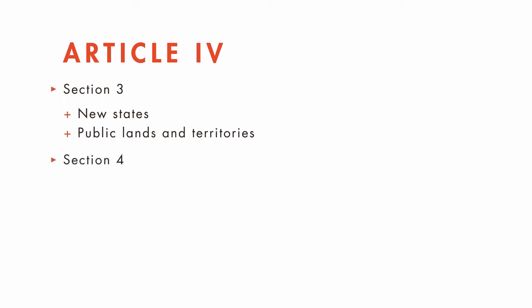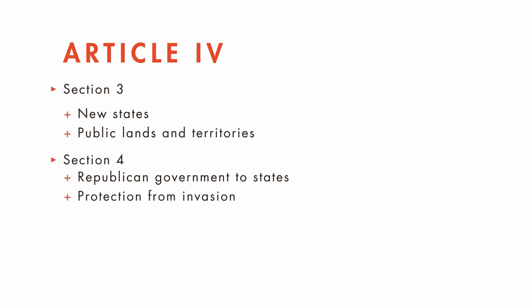Section 3 sets out the rules for the entry of new states into the Union, and gives Congress authority over public lands and U.S. territories. Section 4 guarantees every state a republican form of government and protection from invasion and domestic violence. These are obligations of the federal government to provide security and protection for republican principles to each of the states.